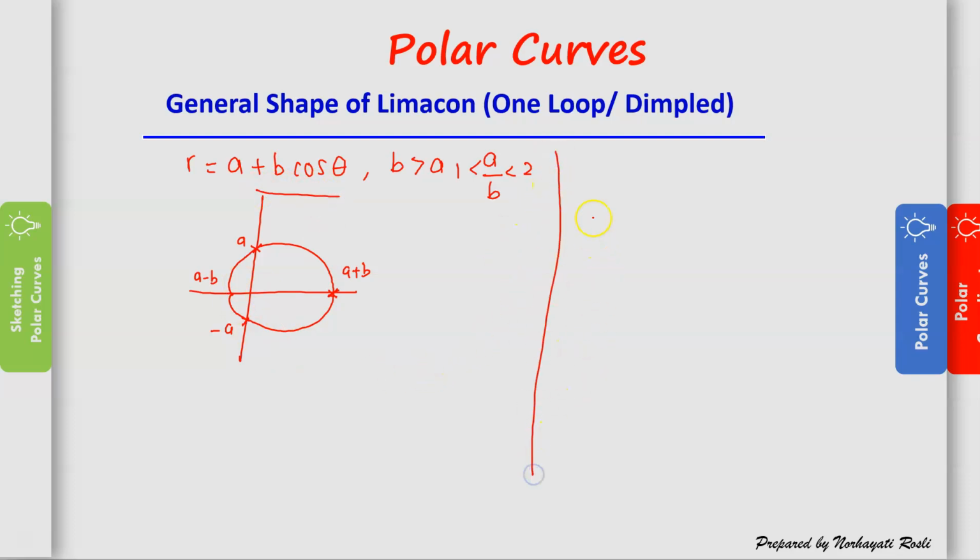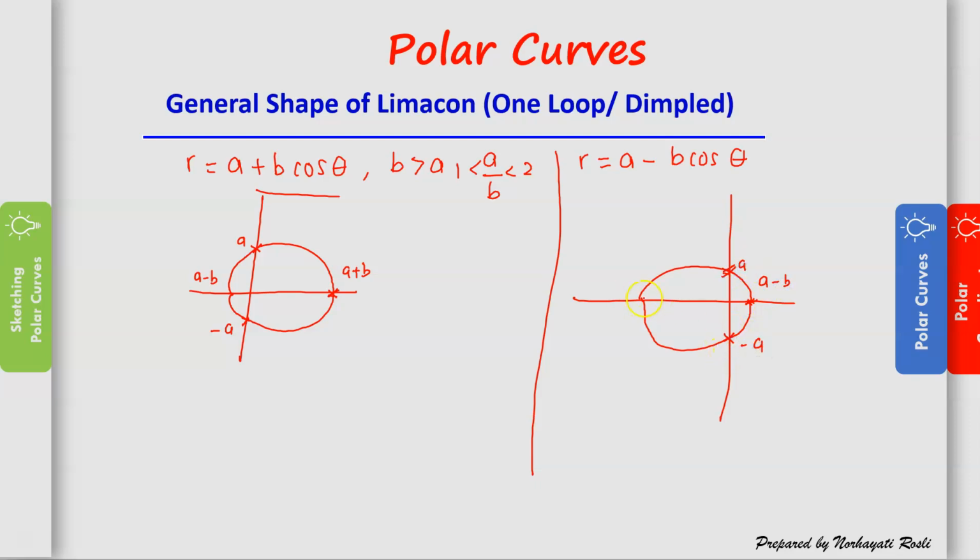But when our cos function is negative, that is we have r = a − b cos θ, we will have here a shape which is on the negative side of the x-axis. So it is in terms of this kind of shape. Here it actually has some dimple, which is located at the point a − b. This one is a, this point is −a, and at this point is a + b.